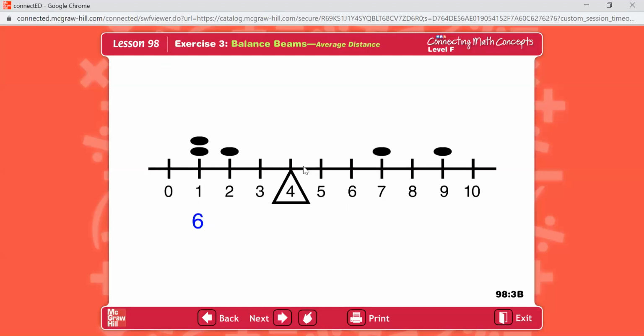We have 2 weights here. That's why we have 6. It's 3 plus 3 because this weight is 3 away and this weight is 3 away. So we add 3 plus 3 for this one. How many spaces away is this one? This weight is 2 away from 4. It's on 2. 1, 2, 2 spaces away from 4. So we put a 2 down here.